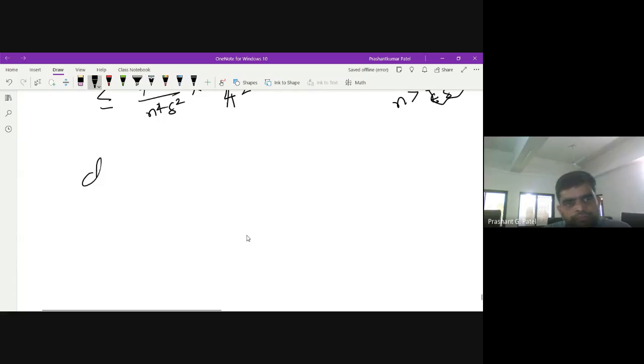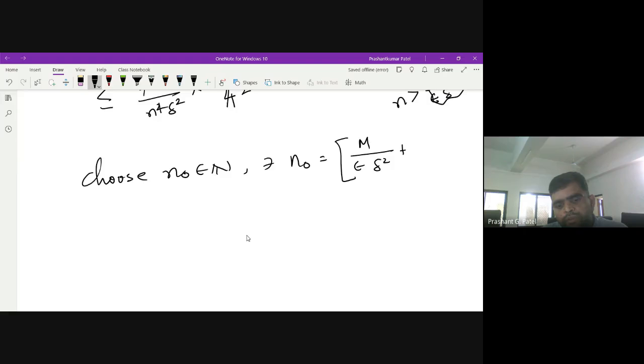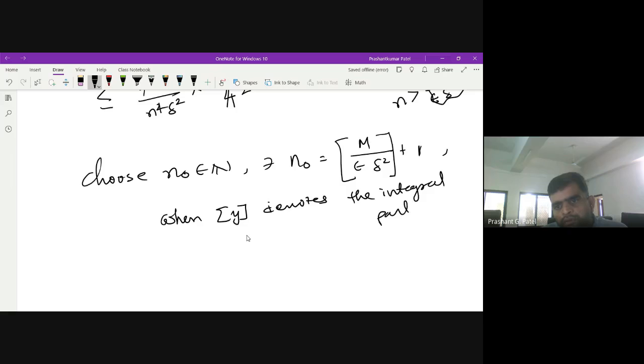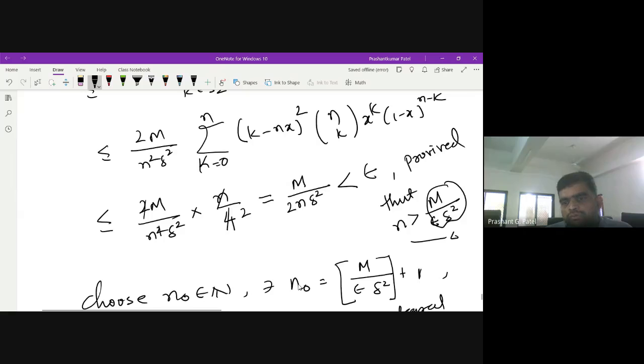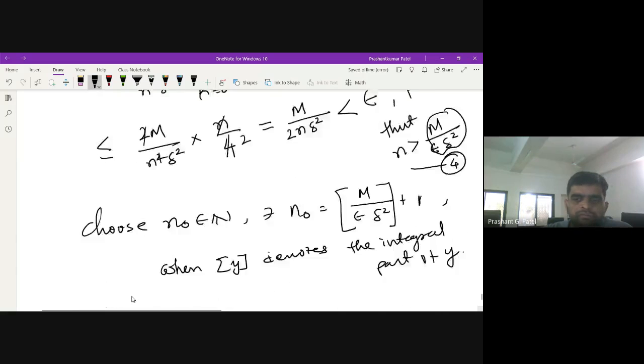So we have to choose n0 belonging to N such that n0 is the box of m upon epsilon delta square plus 1, where box of y denotes the integral part of y, the greatest integer function. And you can observe this n0 which we got does not depend on x, it only depends on epsilon. I will call this statement number 4. So what are statements 3 and 4?